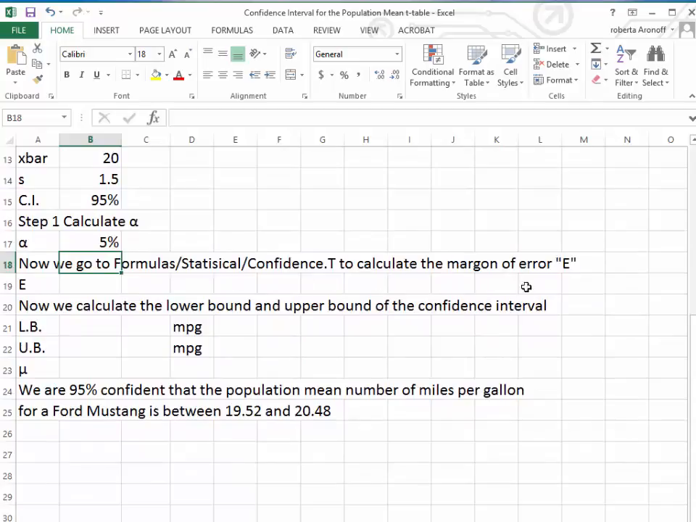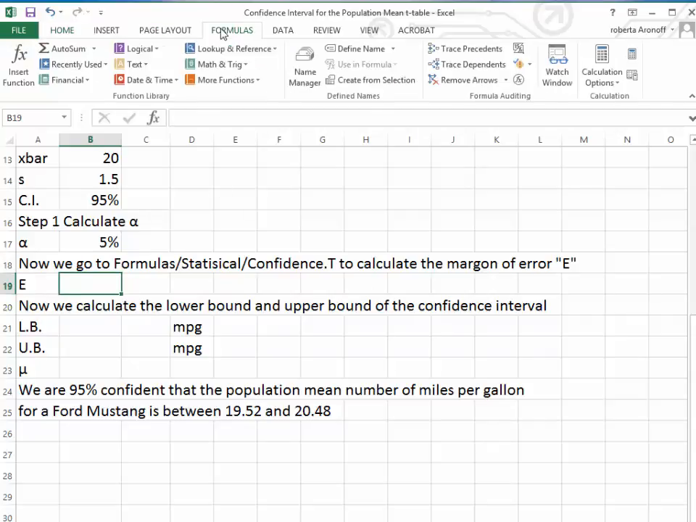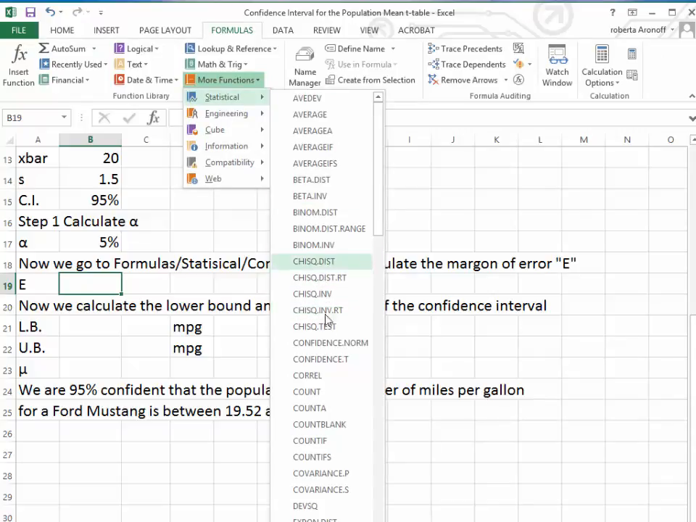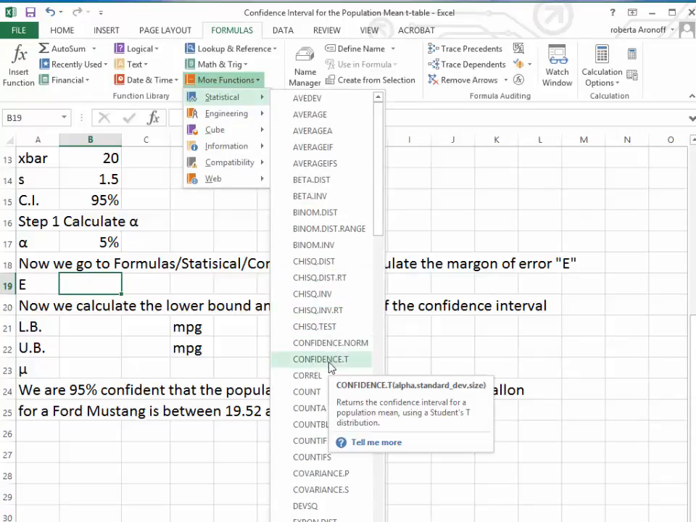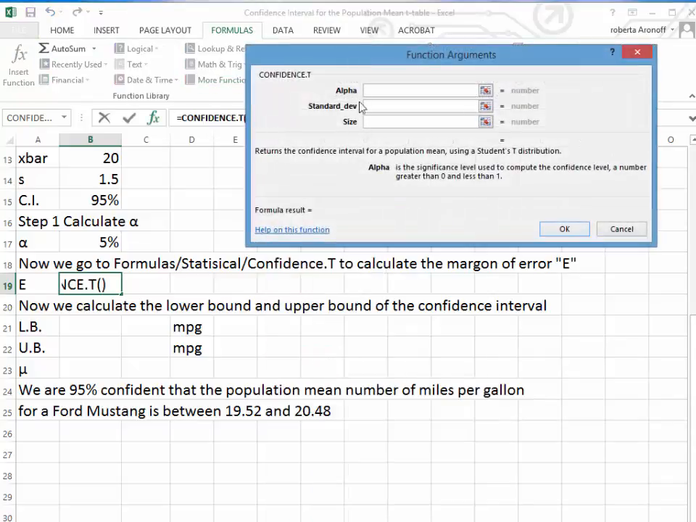Now what we want to get is the margin of error. Basically, we want to know how many miles per gallon less than the 20 and how many miles per gallon greater than the 20 the population mean could be. And that is our margin of error. Well, in order to do that, we go to our formulas. We go to more functions, we go to statistical, and we go to where it says CONFIDENCE.T. The first thing we need is the alpha, which we have already calculated.